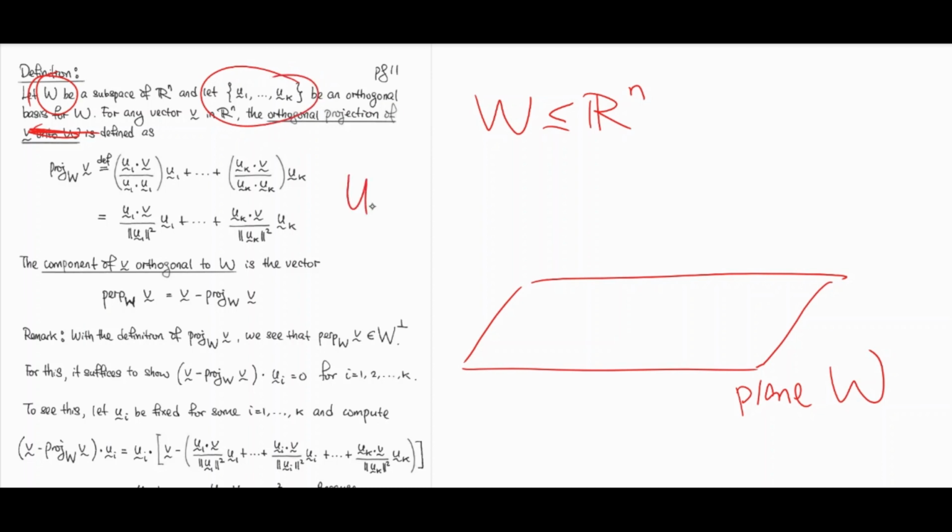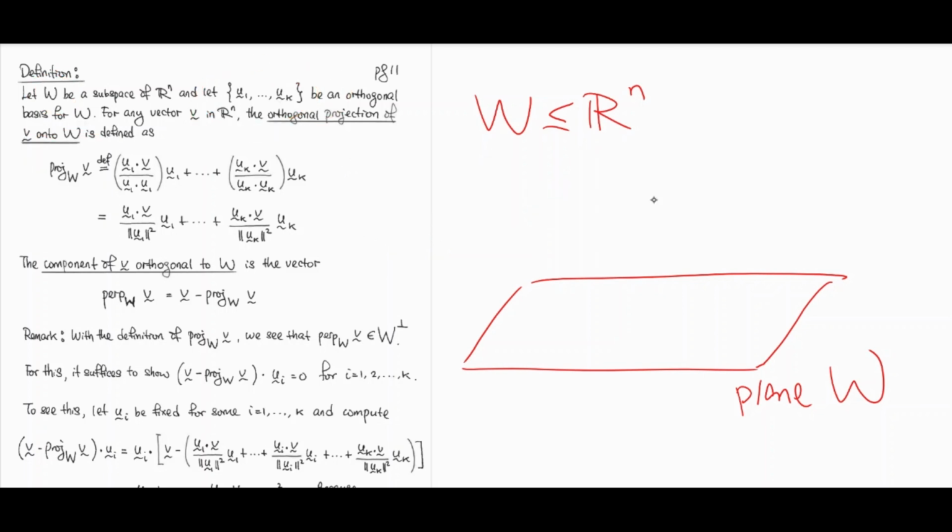That means that if you take U1 dot U2, right, what is the answer for this? It's 0. Okay, U1 dot U3, what's the answer for this? 0. So as long as the two vectors are different, their dot product will be 0. They are orthogonal. If you have U5, whatever, they are orthogonal. So this is the meaning of orthogonal basis. We've seen that before.